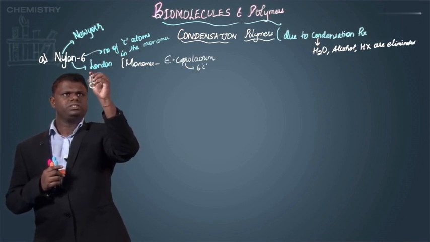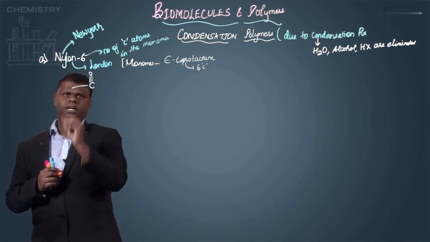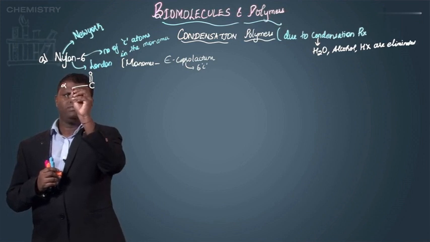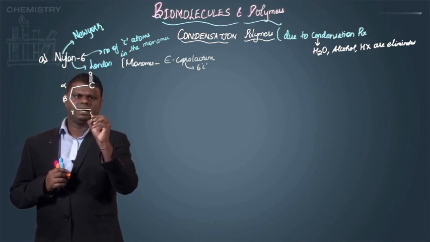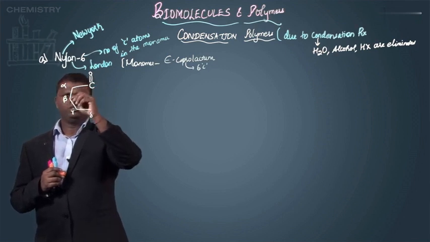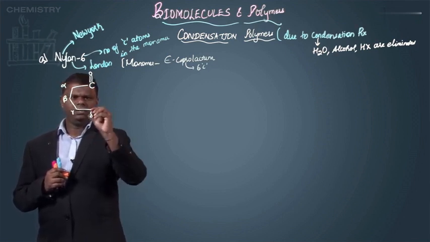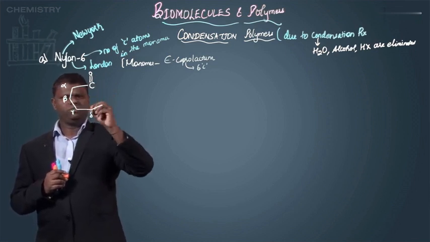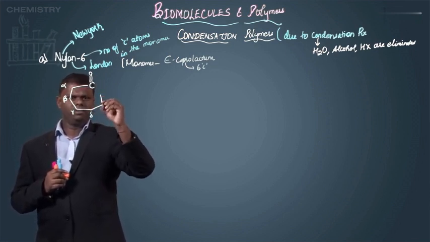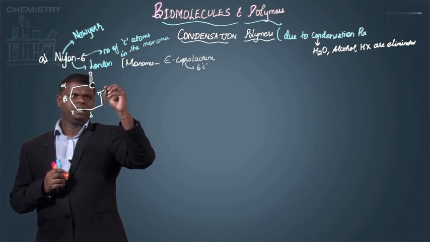It is nothing but C double bond O. This is connected to the alpha carbon, then the beta carbon, then the gamma carbon, then the delta carbon. So you have 1, 2, 3, 4, and then the next carbon, so this is 1, 2, 3, 4, 5. And then you have NH.